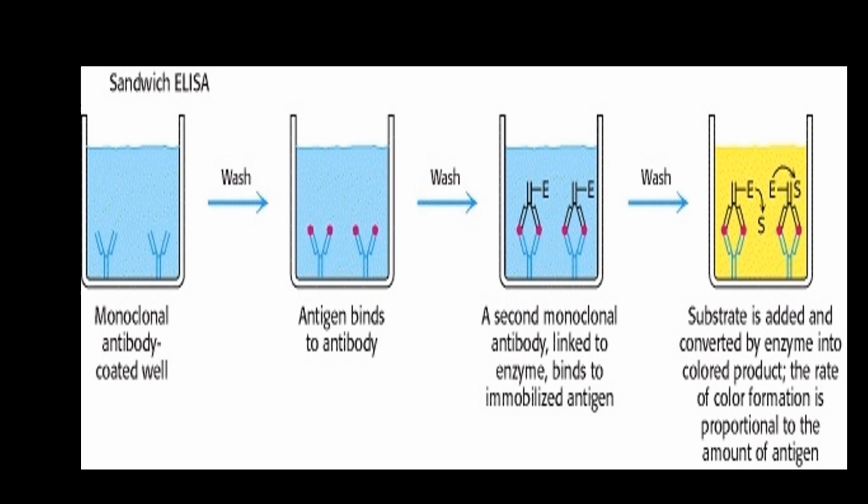From indirect, we also have the sandwich ELISA. A sandwich ELISA is a special type of ELISA technique that is used to identify and determine the concentration of antigen within the patient's plasma. In the procedure, we need a monoclonal antibody-coated well, which should be specific to the antigen we are going to detect. The patient's plasma is then added to the monoclonal antibody-coated well.